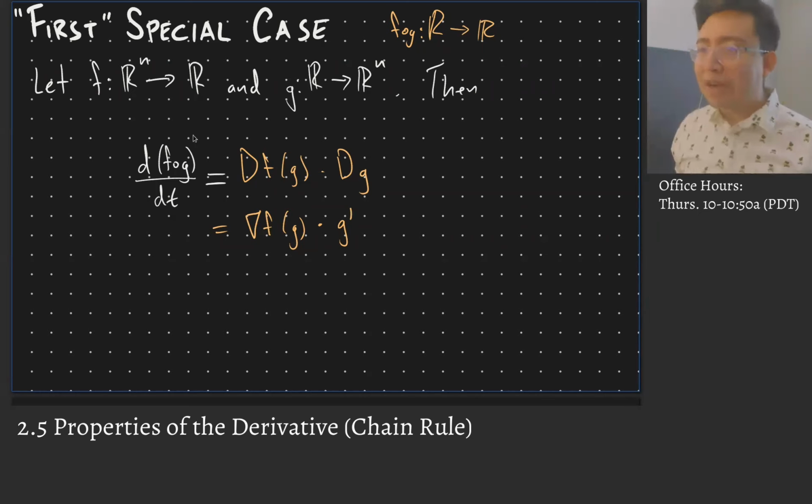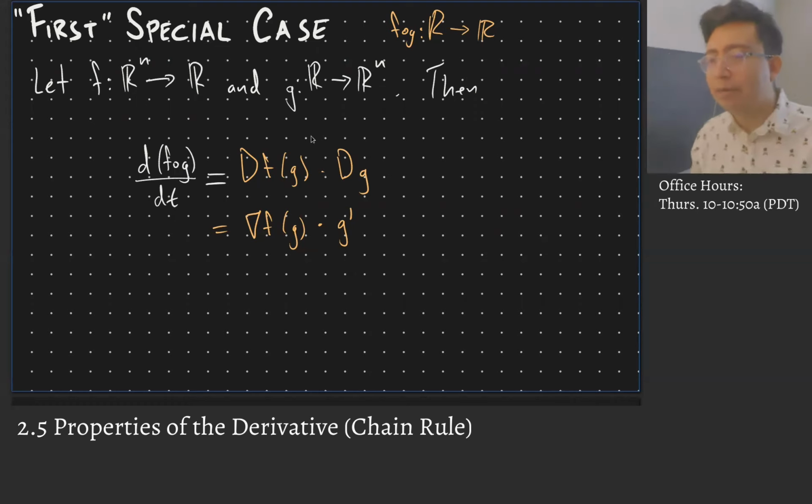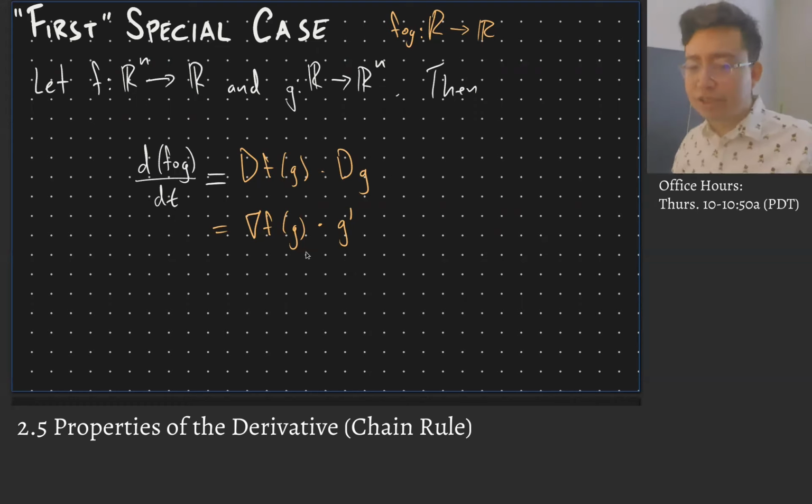So in this special case, where one of your functions is scalar valued and the other one is a path, and you're allowed to compose them so that their composition is single variable, scalar valued, then the derivative of that is just the dot product of these two vectors here. Okay. So let's see some examples of this. Let's see this in action.